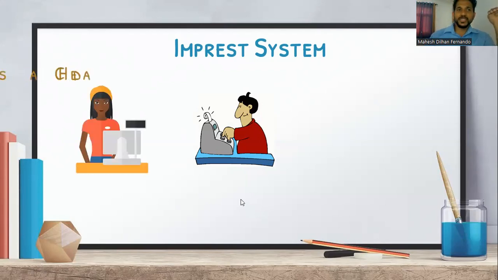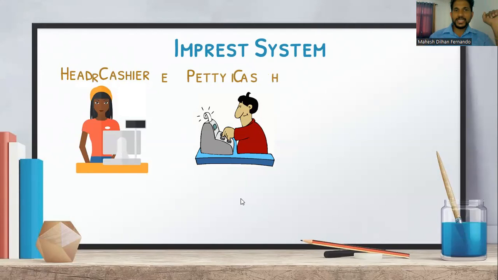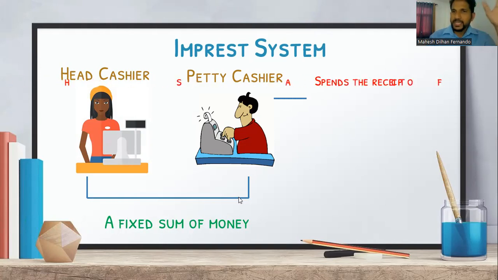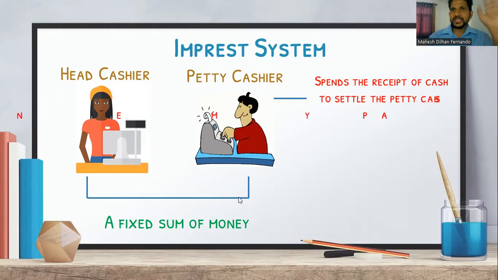So let me explain it this way. Let's say she's the head cashier and this is the petty cashier. A fixed sum of money is given to the petty cashier at the beginning of every month. Then what does the petty cashier do? He spends this money to settle the petty cash payments, and he uses a source document. We are discussing that later.